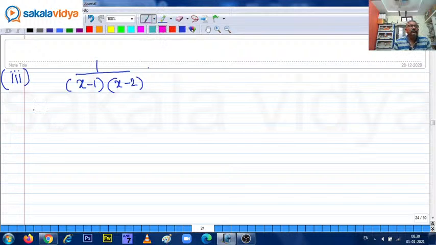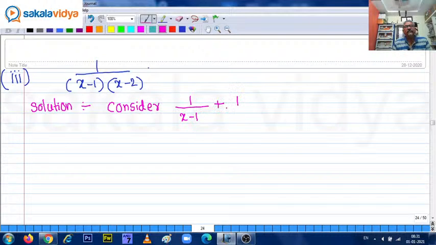So let us start now. Let us recall the previous method once again. Solution. Consider 1 upon x minus 1 times x minus 2 equals to, this is type 1, so we get one partial fraction of the form a upon x minus 1. Corresponding to x minus 2, we get b upon x minus 2. We need to find out the a, b values.